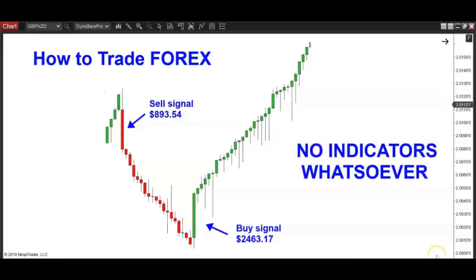And the best part is that I'm going to show you how to trade Forex without any indicators whatsoever. We're going to take a look at the truth on how to trade Forex. Let's do this.